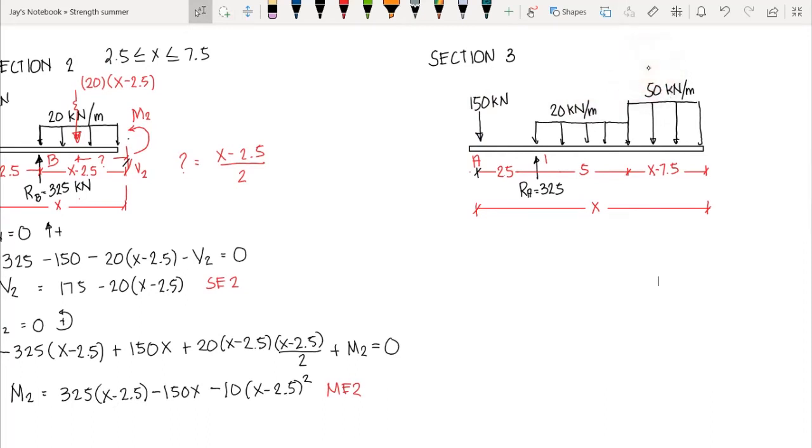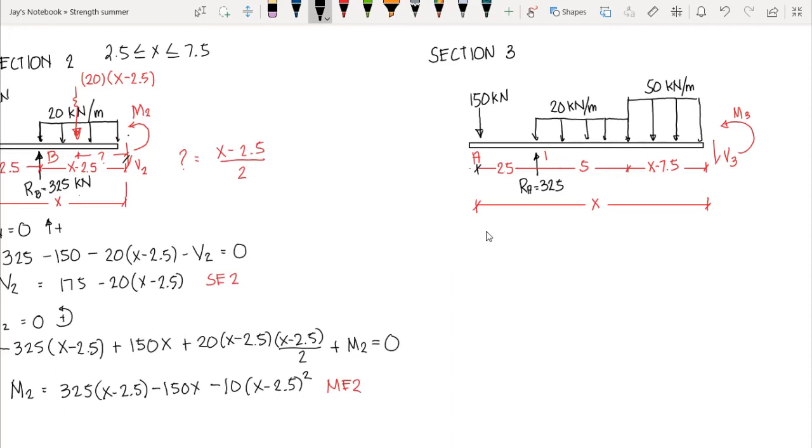Okay? And then we have our section 3 here, that is x distance from A. If we cut this at section 3, we could have our internal shear exposed. Let's say that internal shear 3 and the moment 3 are also exposed. And then the section 3 has an x distance from A. Now, this interval again is valid only for x when we have 7.5 meters up to the end of our beam, that is 12.5 meters. So we have only point C to point D.